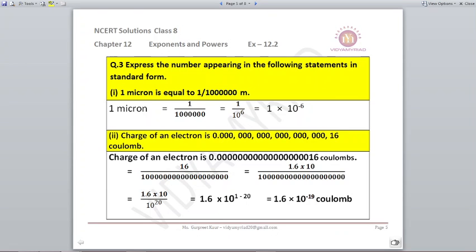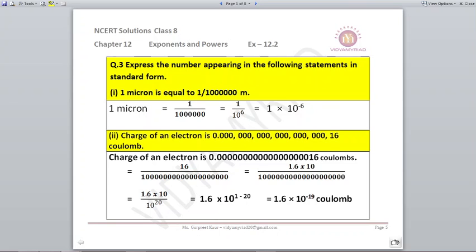Question number 3. Express the number appearing in the following statements in the standard form. So we will now solve one by one in the same way. We are given 1 micron is equal to 1 upon 1 followed by 6 zeros, in fraction form. So we can write it in a power form. It becomes 1 upon 10 raised to power 6. I will take it up in the numerator, and it becomes 10 raised to power minus 6. So 1 into 10 raised to power minus 6.